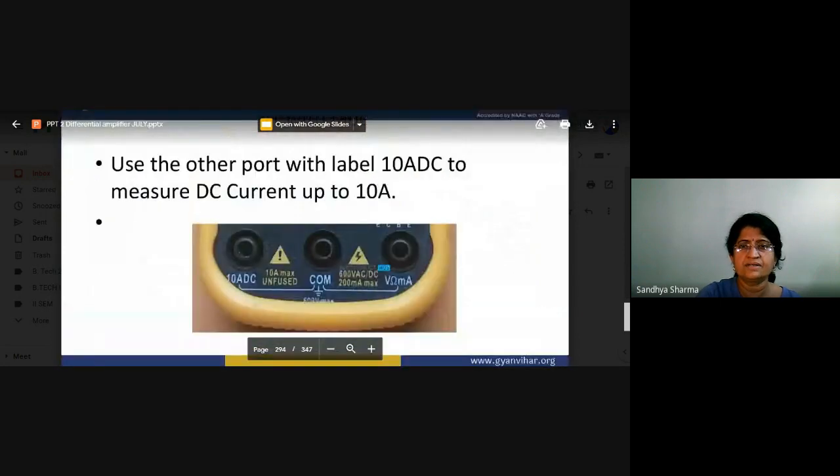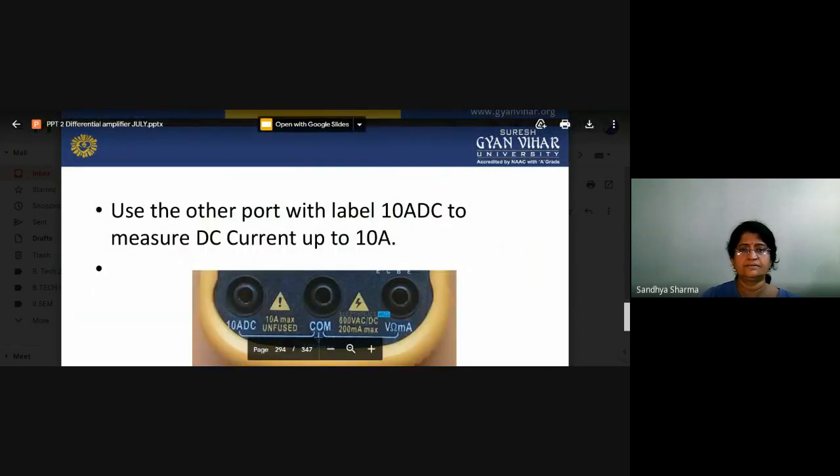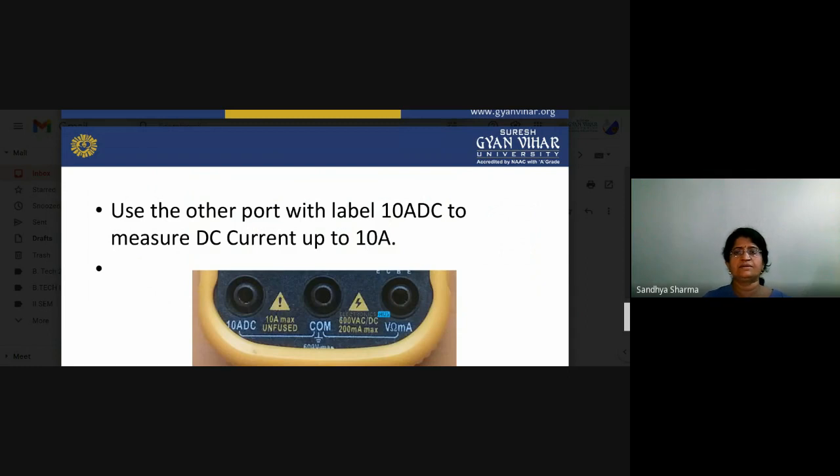Now we will use the other port, which is labeled 10 A DC, to measure DC current up to 10 ampere. So this is the range, this is the common point, and you have to insert your probes here.